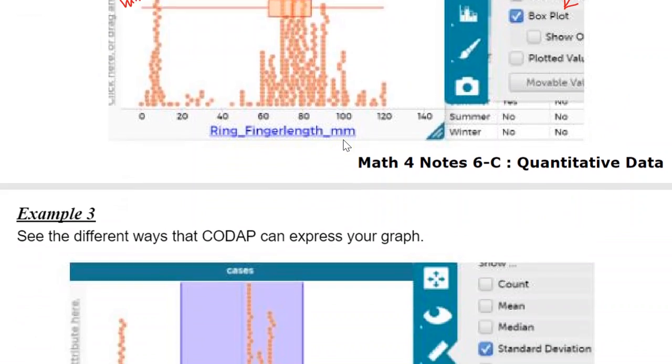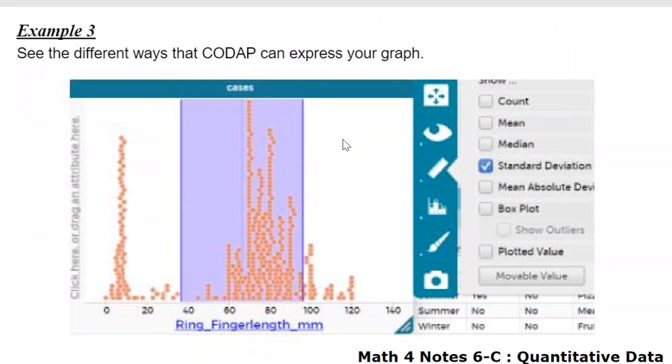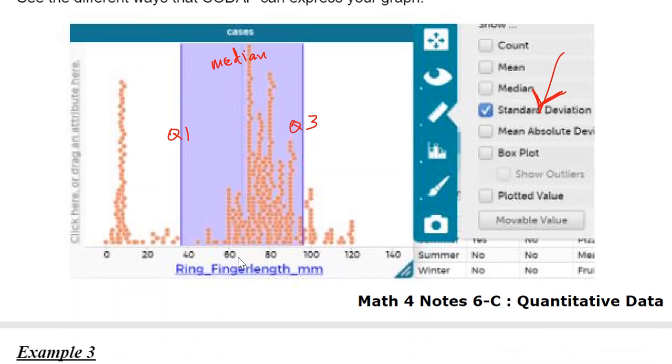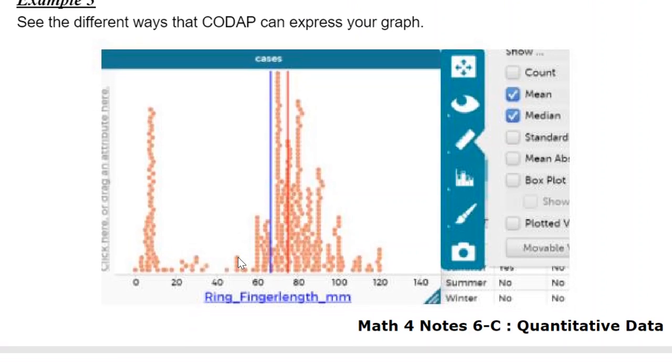Whereas when you start talking about standard deviation, your middle is the mean, not the median. And then you've got Q1 over here and Q3 over here. And so this will give you an idea of where the majority of it is. Now, let's move on to the next one. The next one is talking about mean and median. And in this case, they're not quite the same. As a matter of fact, I would say they're almost 10 apart.